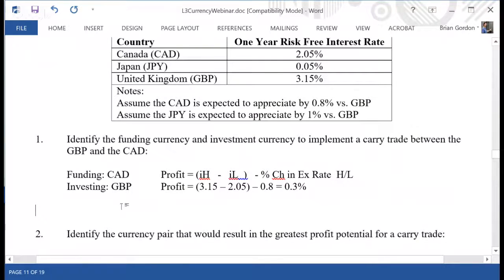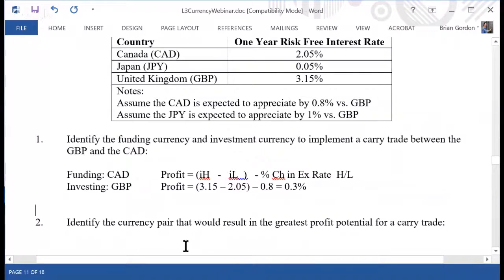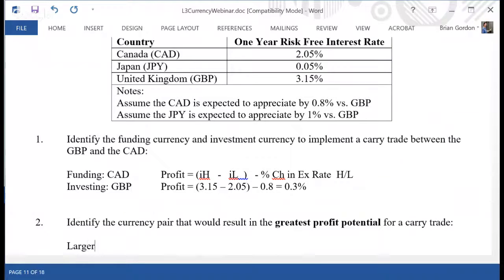Let me just pull up the second question here. It just says, identify the currency pair that would result in the greatest profit potential on a carry trade. So really what I just wanted you to know from this was just to know that the larger the interest rate differential, then the larger the potential profit from a carry trade. That's it. That's all I really wanted you to take away.